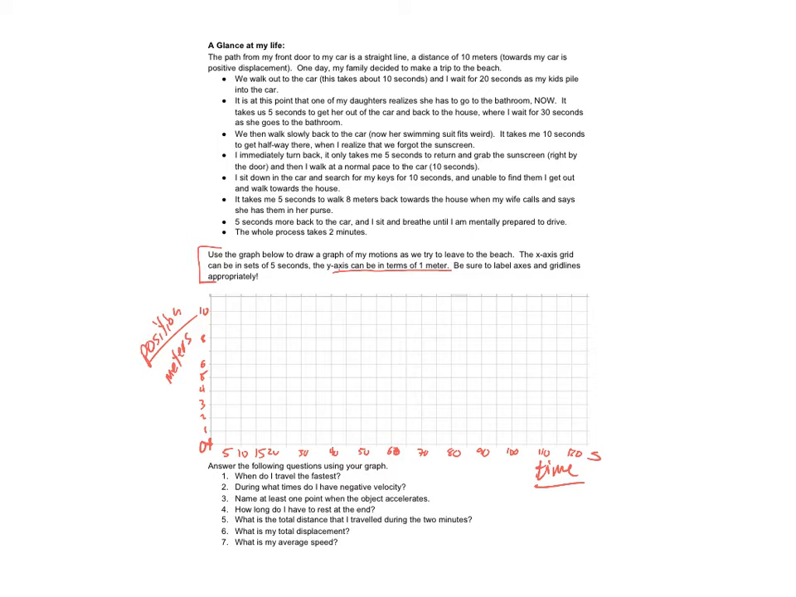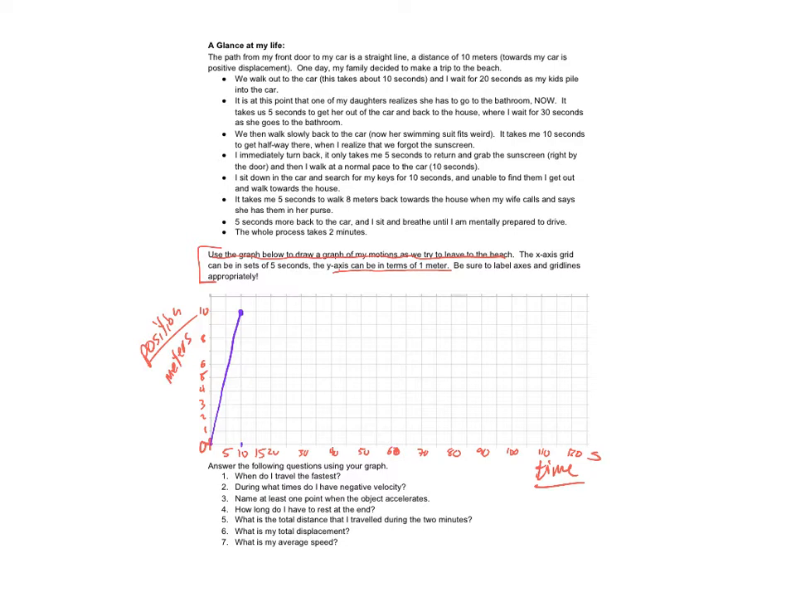So let's see what we can draw. Okay, first thing we're going to do is try to draw the graph of what we see. It says, use the graph to draw a graph of my motions as we try to leave for the beach. So let's read. We walk out to the car. This takes about 10 seconds. So we start at the beginning, and it takes us 10 seconds to get out to the car, which is 10 meters away. So we'll assume it's more or less constant. So 10 seconds to walk out to the car.